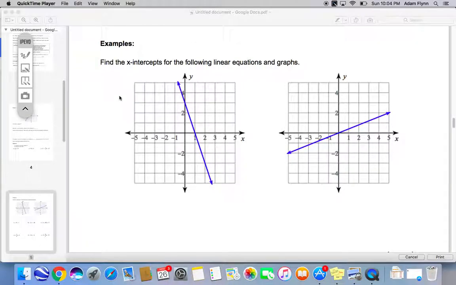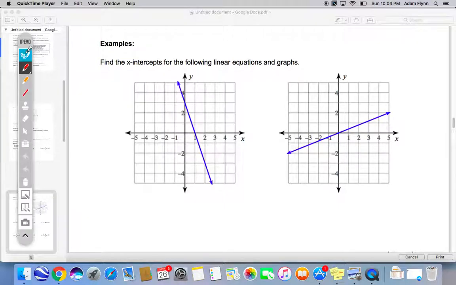This is A2 X-Intercepts examples. So let's take a look at our graphs right here. For this first graph, of course, an x-intercept is where our line or our function crosses the x-axis. So we have our line right here in blue, and it crosses at x equals 1. So that would be our x-intercept.